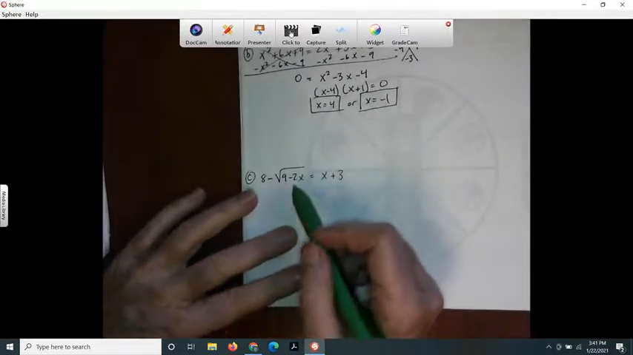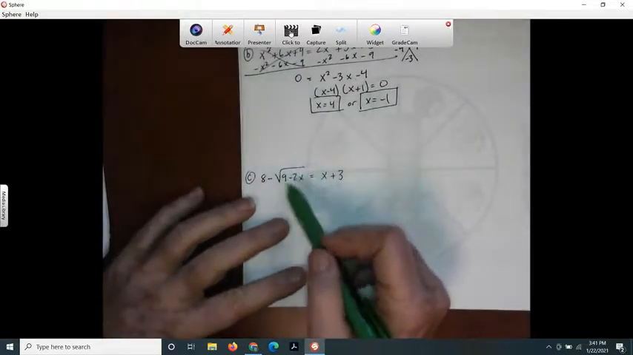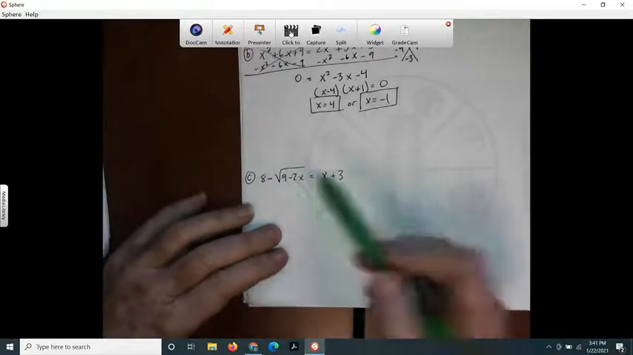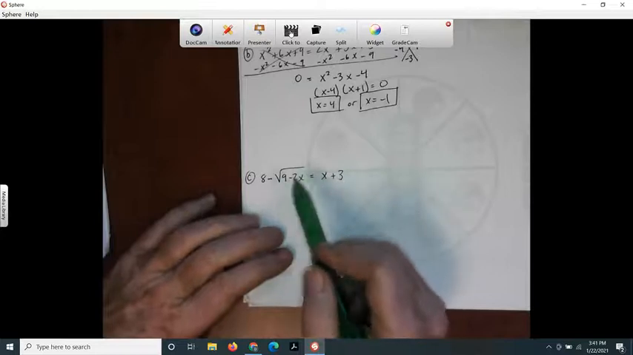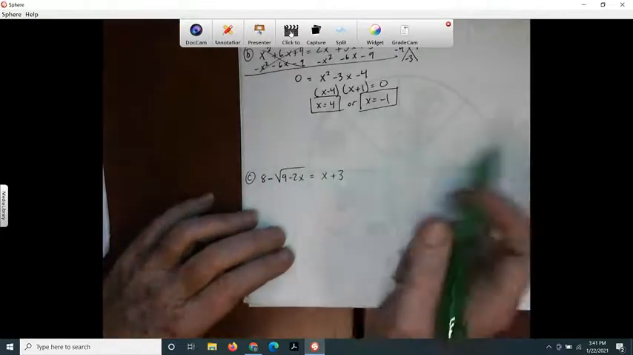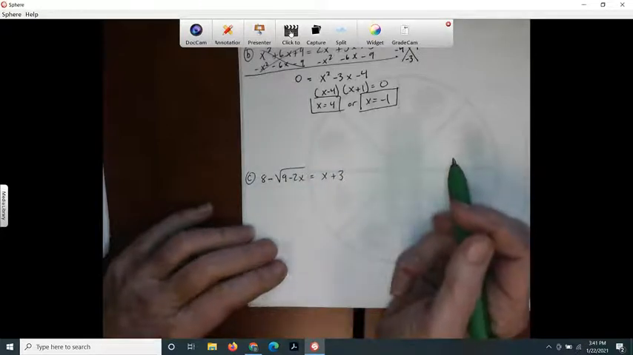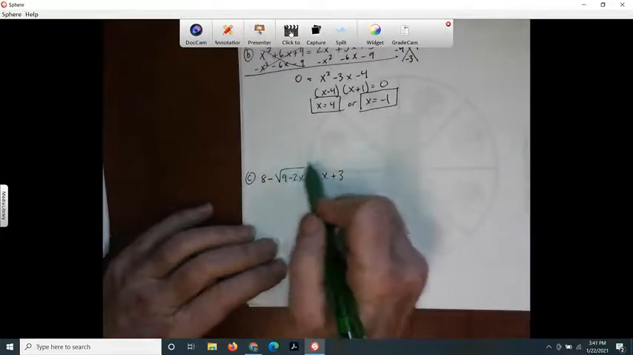So on this one, once we get an answer and we check it, we want to make sure there's no negative square roots. If we get something and plug it in, and it makes it negative, we're going to throw that answer away. So this one we want to solve. So we need to isolate this radical.